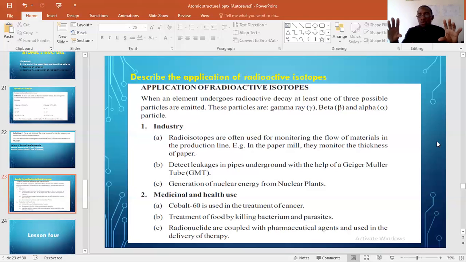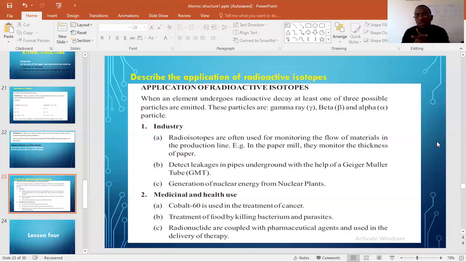It's like an X-ray. It shows you if somebody has got a fracture, if there's a broken bone. They pass radiation through the bones, and then it gives a picture, and somebody will be able to see where there is a fracture or a broken bone. So that is the same principle that the GMT uses. It sends radiation into the ground, and then it gives feedback on the machine, and it will be able to tell you if there is a leakage in the ground.